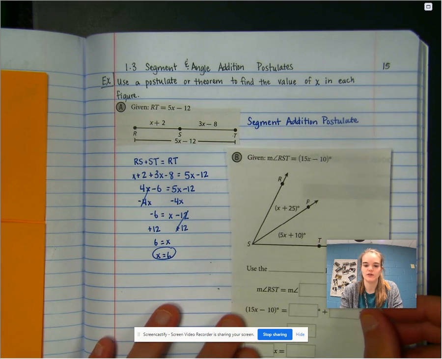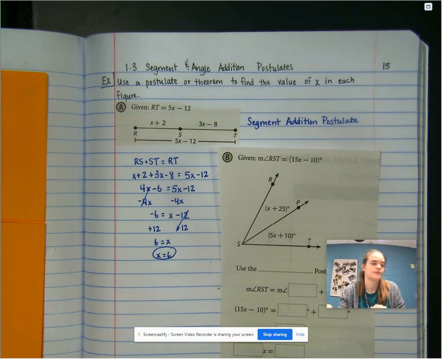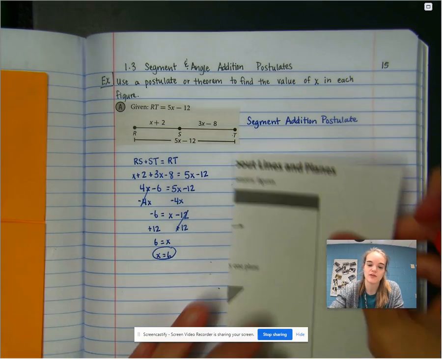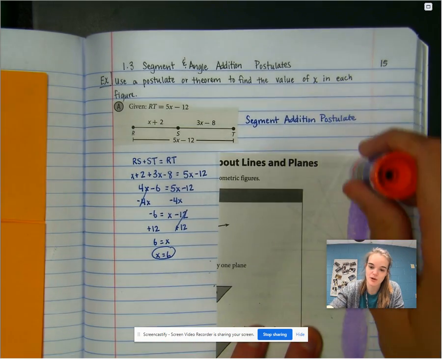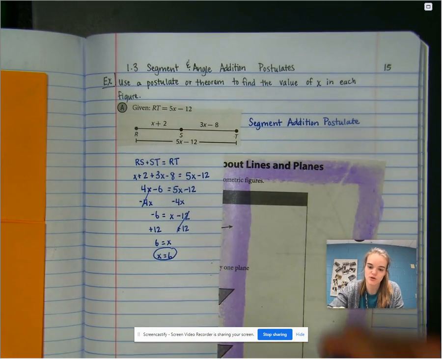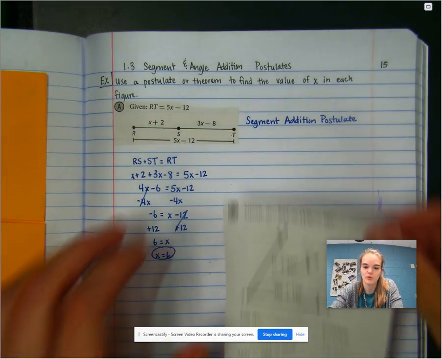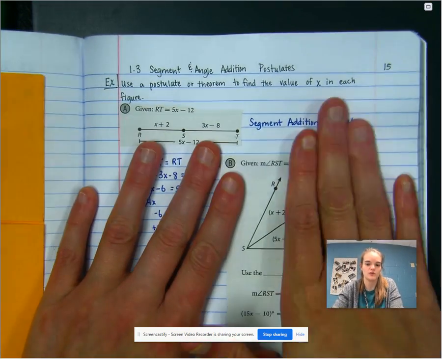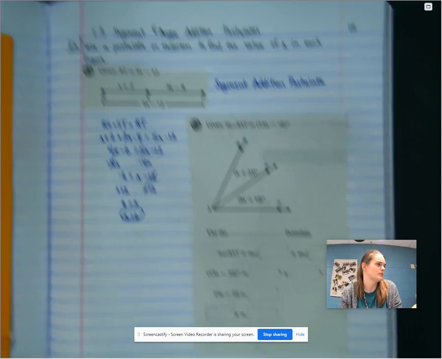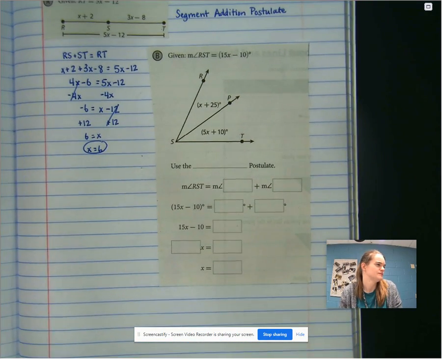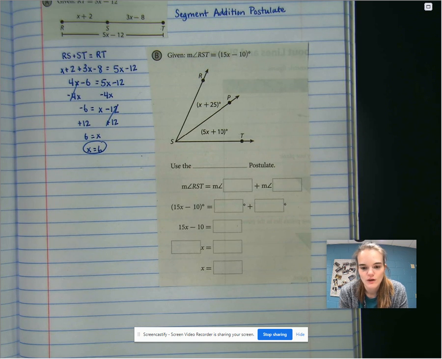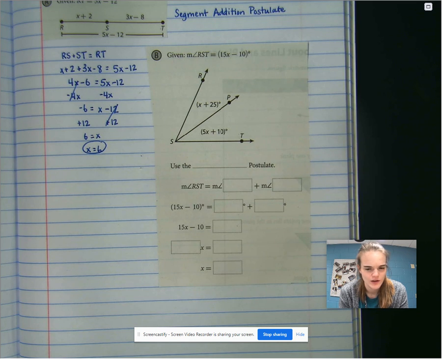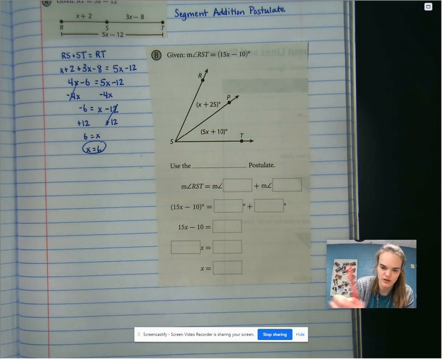Glue in B over here to the side. Anytime throughout this, while these are problems you're working, it's a good idea to pause it and try to work these problems on your own. There are not a lot of examples for this, and I can't help that. So pause it when you need to, okay? Here's example B. Use the what postulate? Well, we don't have a line, so it's not a linear pair. We don't have a segment, so it's not segment addition postulate. So it's probably angle addition postulate.